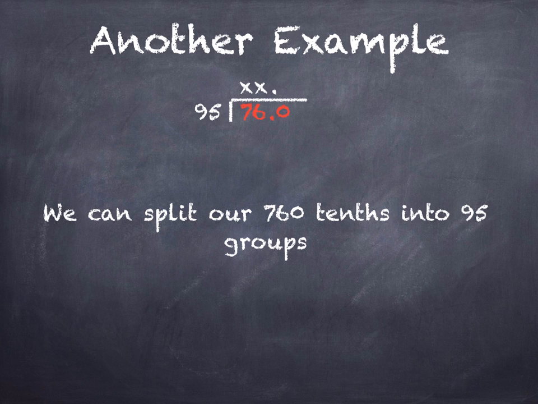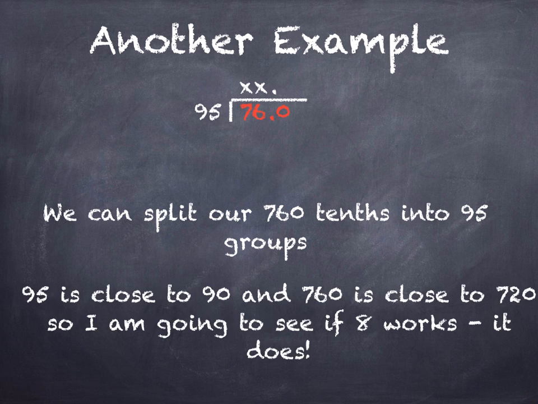So we have 760 tenths going into 95 groups. So we can split our 760 tenths into 95 groups because we have enough of them now. 95 is pretty close to 90, and 760 is pretty close to 720, and 9 and 72 go together. So since 72 divided by 9 is 8, I'm going to estimate and see if 8 works. So 8 times 95: 8 times 90 would be 720, 8 times 5 would be 40, so that would give me 760, and voila. I subtract, and I don't have anything left, and I'm done.